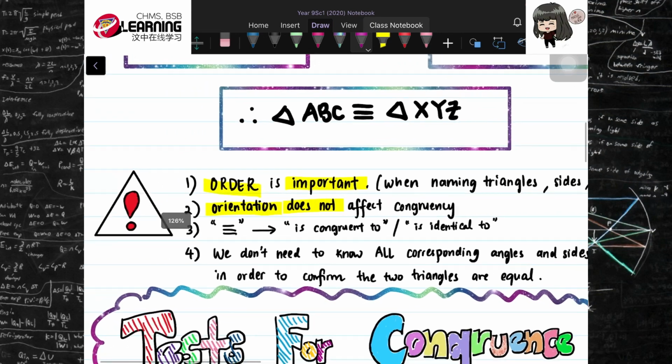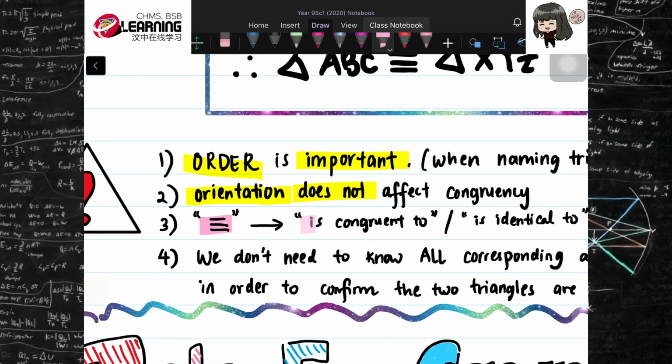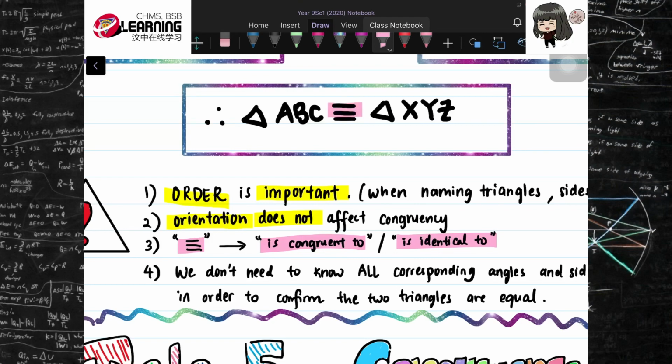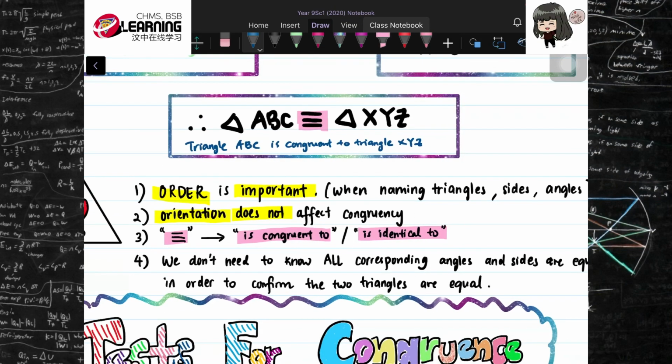Okay, so the third one that I want you to note down is, look at this 3 bar here. It means is congruent to, or is identical to. That is why when I wrote just now, the 3 bars represent triangle ABC is congruent to triangle XYZ. So if we write it in words, it means triangle ABC is congruent to triangle XYZ. This 3 bar means is congruent to.